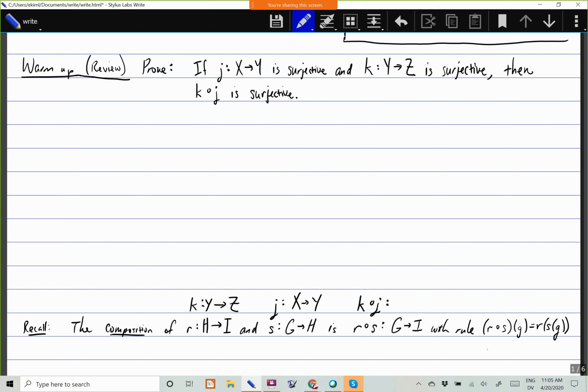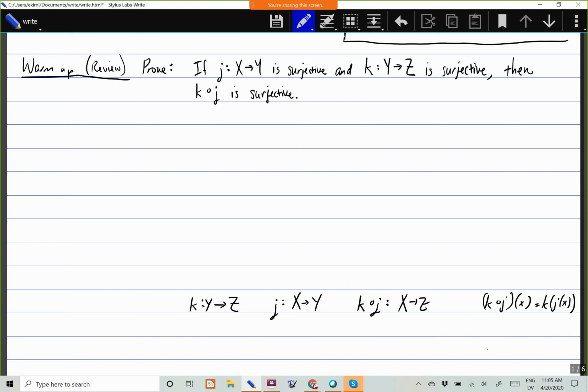Okay, X to Z, right? Of course, with rule K compose J of x, if you want to use a little x here, is K of J of x, right? So that's us applying the definition of composition. Why is this relevant here?